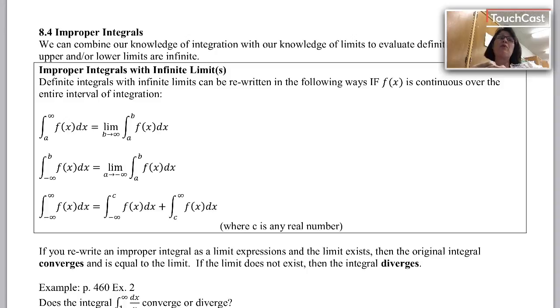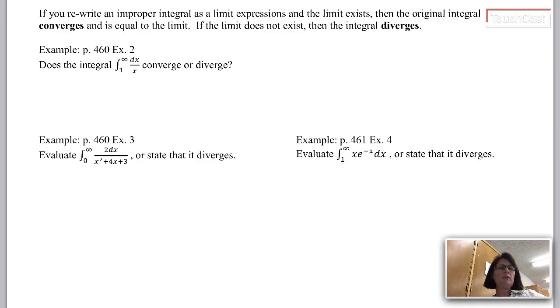I can do something similar if I have negative infinity as my lower limit. Just notice if I have both negative and positive infinities as my lower and upper limits, I'm going to split up the integral at any convenient number that I want. But then each of these two integrals I would want to rewrite using the two techniques that you just saw. So notice that this work is going to require combining everything we know about limits with everything we know about integrals.